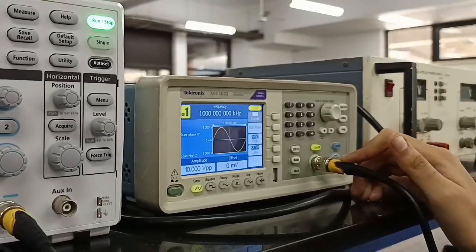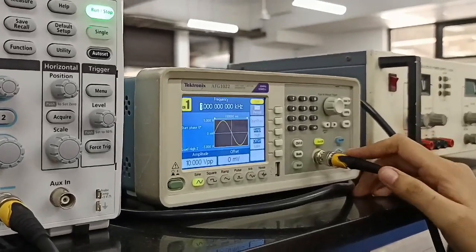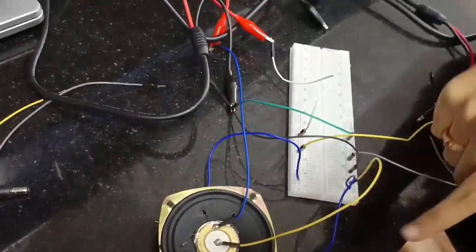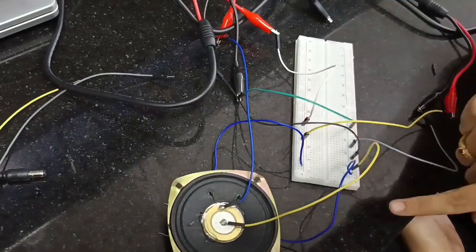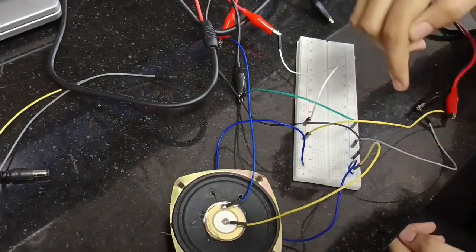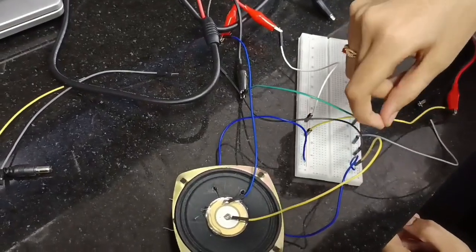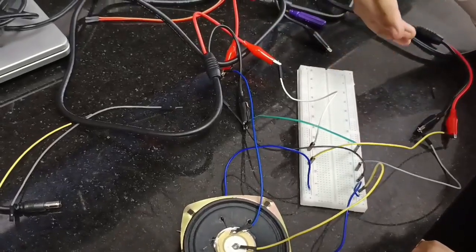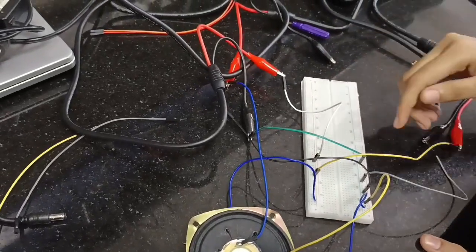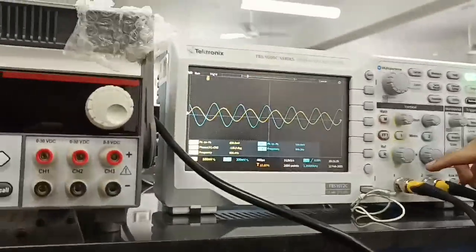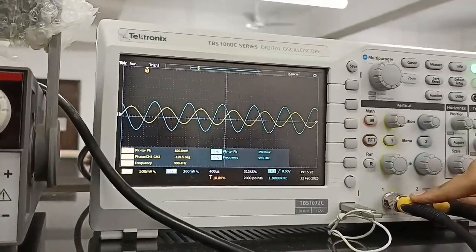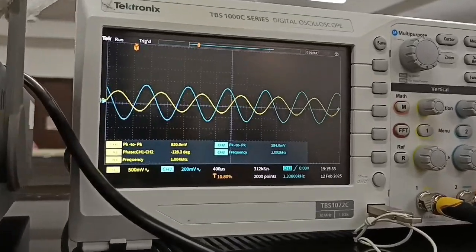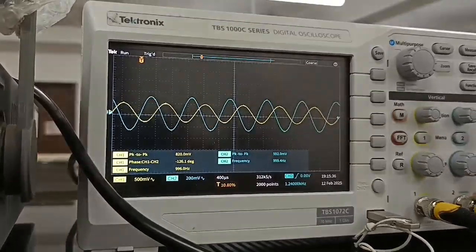We have taken a 10 volt peak to peak sine wave as our input and we have connected it to the breadboard. We have connected one wire of the speaker to the positive terminal, that is the signal, and another wire to the ground. Then we have connected one wire of the piezoelectric material to the ground and one to the output. To see the input signal in the oscilloscope, we have connected that through a wire. In channel 1 we can see the input signal, which is in the yellow color, and through channel 2 we can see the output signal which is from the piezoelectric material.